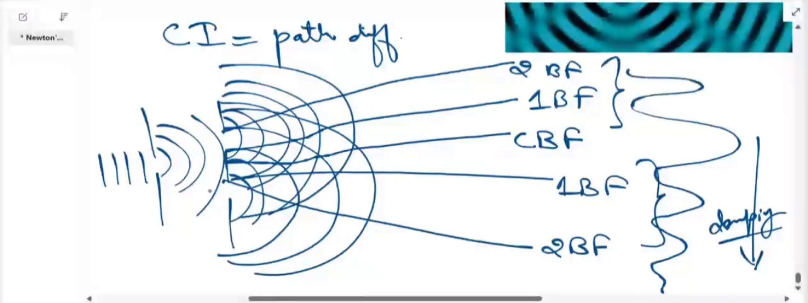Can you repeat the definition, ma'am? In the interference pattern, from the mean position to the extreme points, the decreasing intensity of the wave is known as damping of the wave. Any doubts? If you have any doubt, just let me know. Okay, fine.